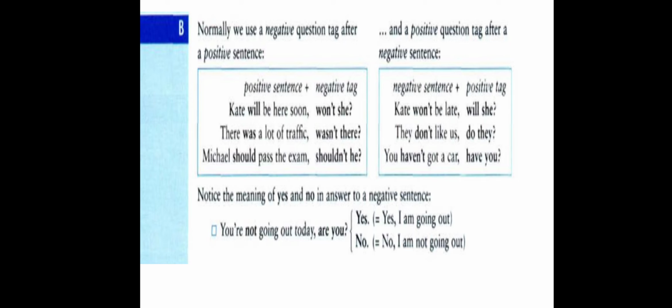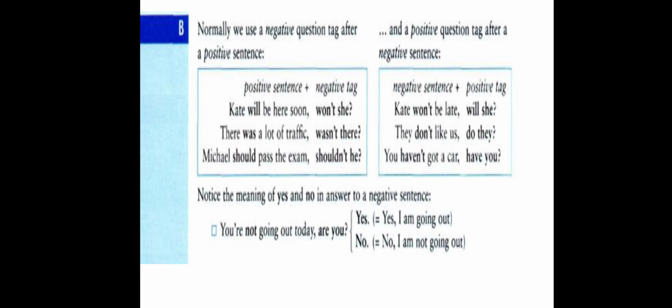We have here the auxiliary verb don't, which is negative, so we use it positive in the question tag. So we have a comma after us, and after the comma we use do they. We use do as a positive auxiliary verb in the question tag. Then comes the question mark. The last example here in the table, you haven't got a car. We have here the auxiliary verb haven't and it is negative, and then we have a comma after car, then comes the question tag. We use have in the positive, have you, and the question mark.